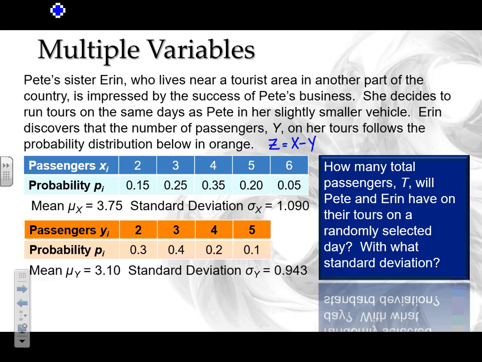So as far as the expected difference goes, what would I need to do? Yeah. Subtract their individual means. So take 3.75 minus 3.10. So we get an expected value of 0.65. What about my standard deviation?